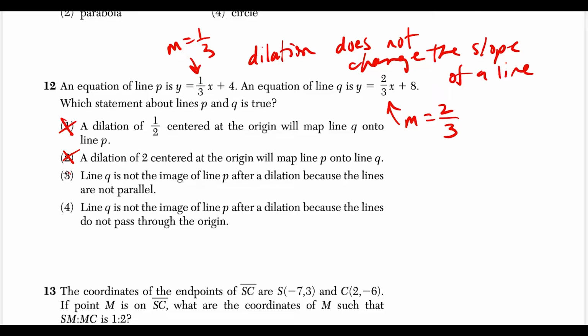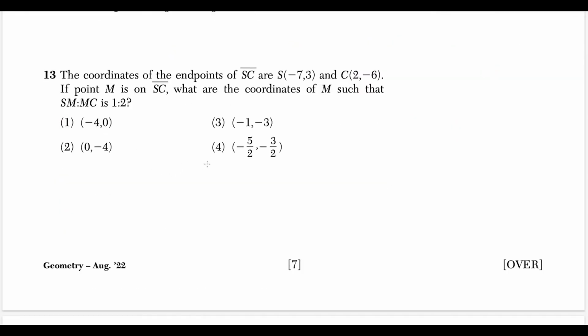But choice 3 is the one. Line Q is not the image of line P after a dilation because the lines are not parallel, and once again, it's because their slopes are different. So that's how we know this is choice 3. Now if we look at choice 4, line Q is not the image because the lines do not pass through the origin. That doesn't matter. You could have parallel lines that don't pass through the origin. So definitely choice 3.